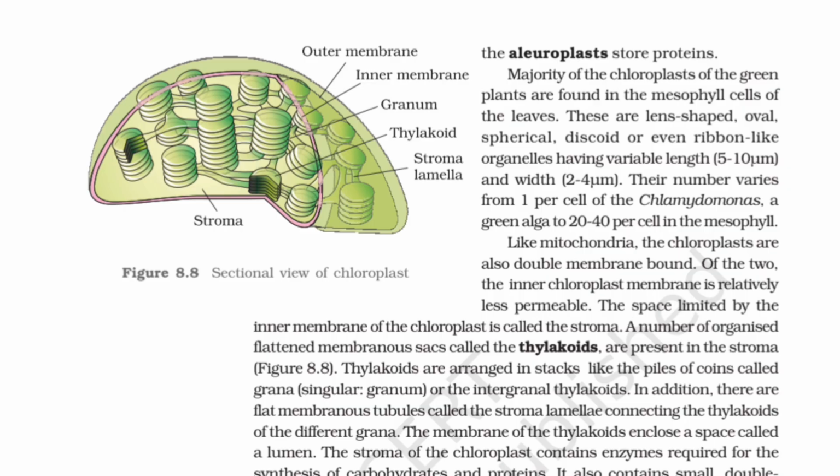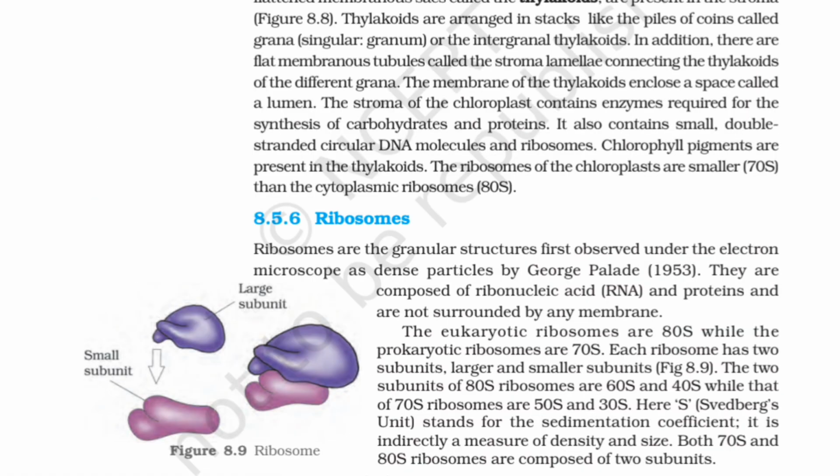The membrane of the thylakoids encloses a space called a lumen. The stroma of the chloroplast contains enzymes required for the synthesis of carbohydrates and proteins. It also contains small double-stranded circular DNA molecules and ribosomes. Chlorophyll pigments are present in the thylakoids. The ribosomes of the chloroplast are smaller, 70S, than the cytoplasmic ribosomes, 80S.